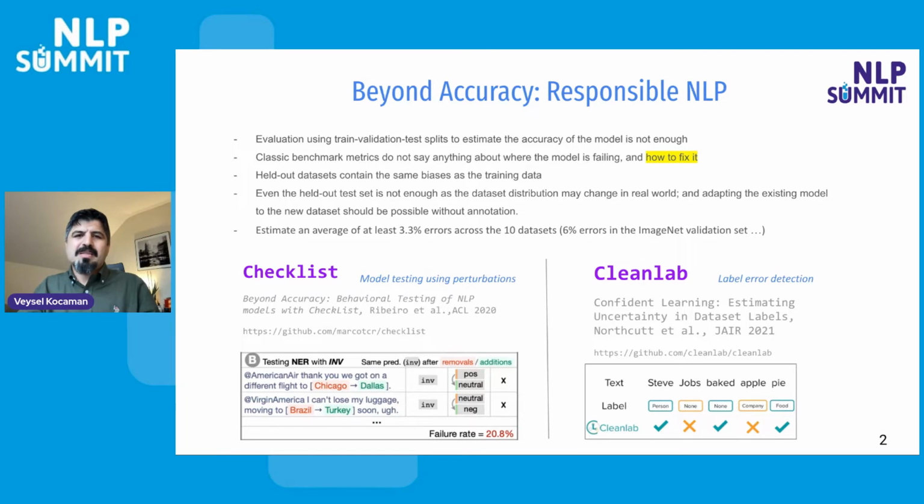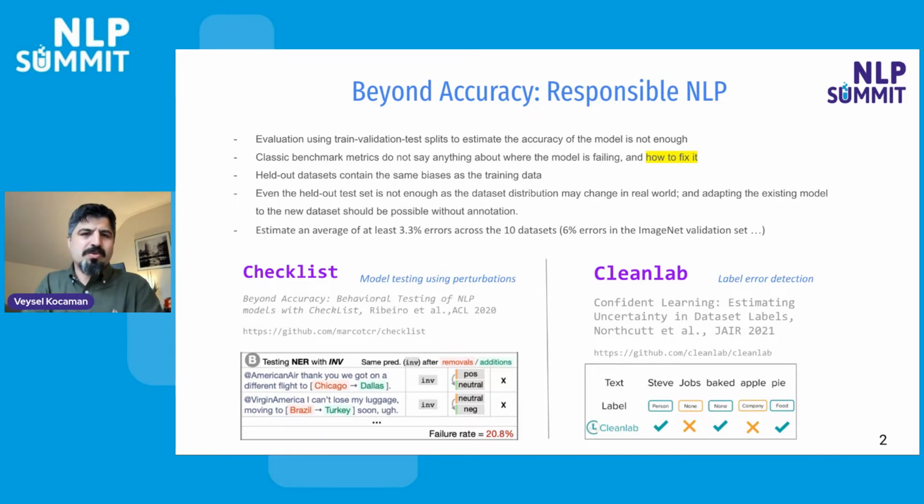Even the held out test set is not enough, as the data set distribution may change in the future, and adapting the existing model to a new domain or new data set should be possible without annotation, but that is usually not the case, right? Because you usually end up in a situation where you need to annotate tons of new data to cover the weaknesses of your model that it tells you after the test. So that's why we need to find a way to detect these biases, these weaknesses, and fix them before shipping the model, during our model iteration.